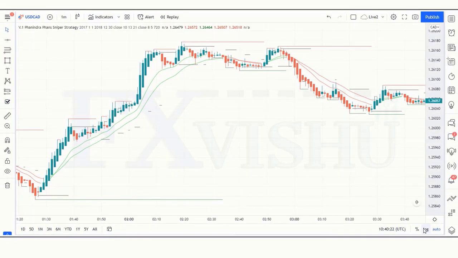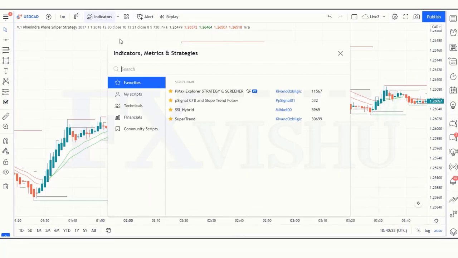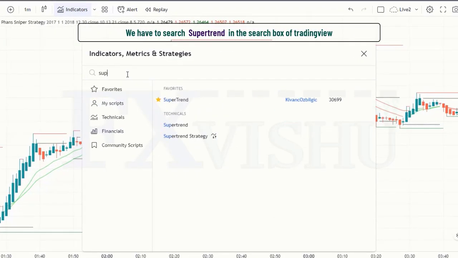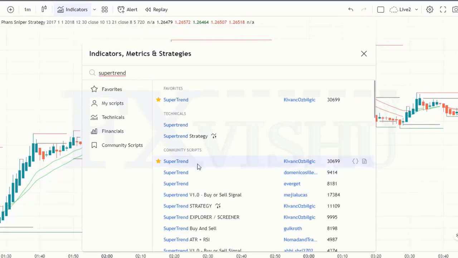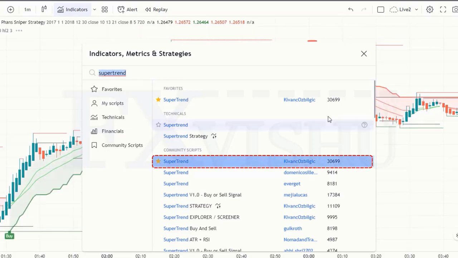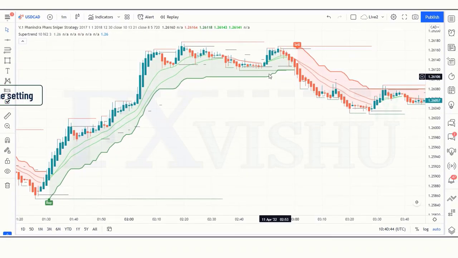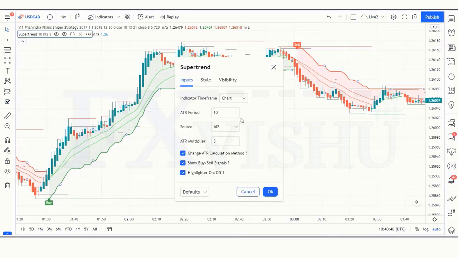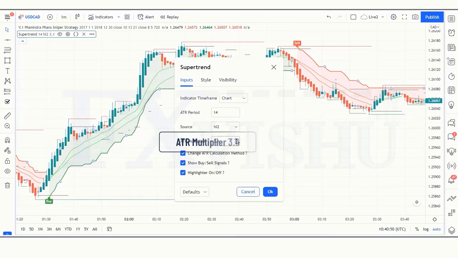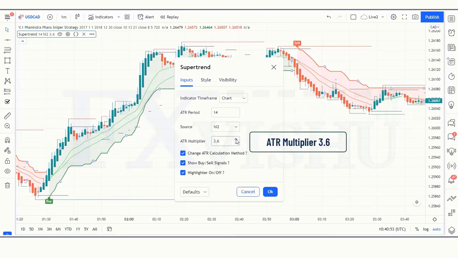After that we have to apply another indicator on the chart. We will search SuperTrend in the search box of TradingView. After that we have to click on SuperTrend option, in which we have to change some setting. We have to replace ATR period 10 in place of 14 and ATR multiplier 3 in place of 3.6.